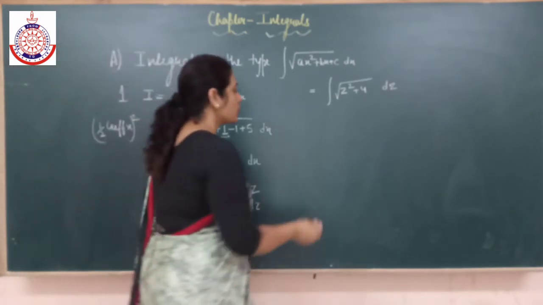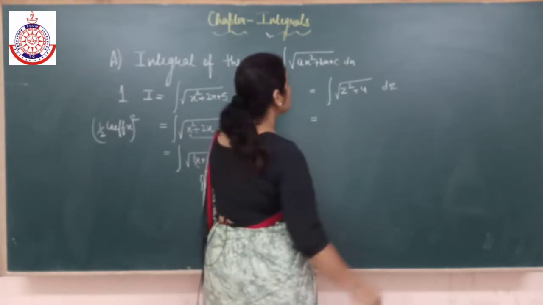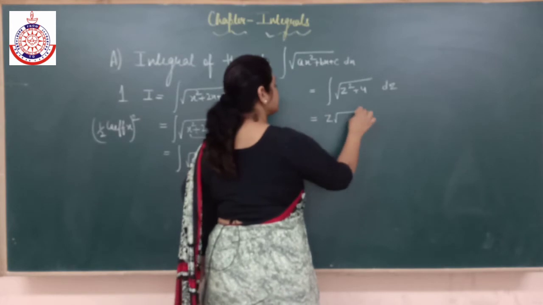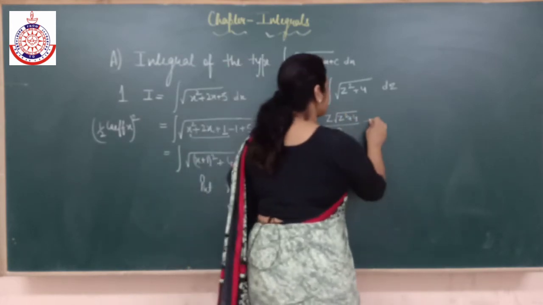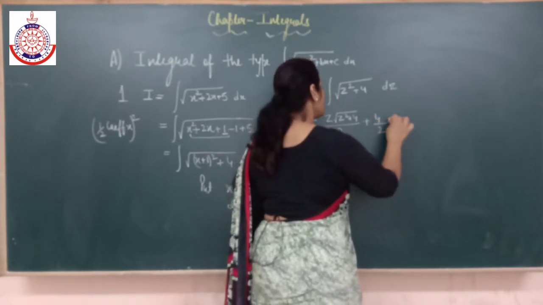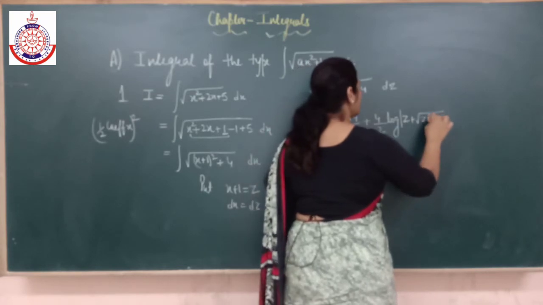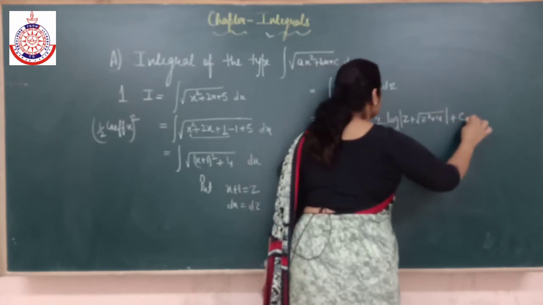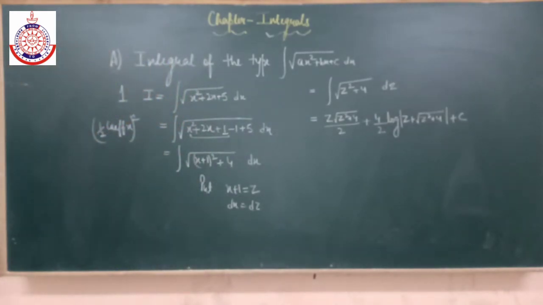Fine. So what is the rule? Under root x square plus a square. What to do? x upon 2 under root x square plus a square, plus a square by 2 log of x plus under root x square plus a square, plus c. Alright, so we will apply the rule of under root x square plus a square. Is this clear? Now put the value of z back.